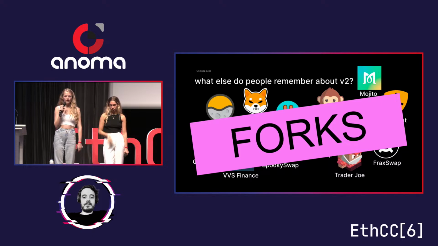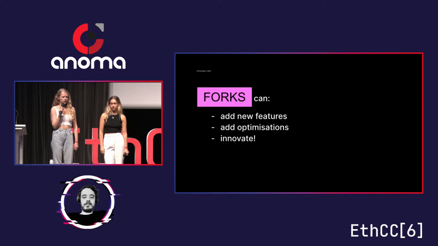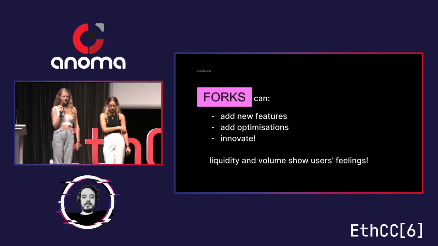The reason people fork a protocol is because they want to add new features, they want to add optimizations. They see something in the original protocol that they want changed for some reason or in some way. And that's innovation. It's how we improve on AMMs. It's how we improve on other protocols too. And it's seen people adding cool features that users want. And whether the liquidity and the volume moves between these AMMs is how you see, was that fork successful? Is this new AMM successful? Does it have the things that users are looking for?